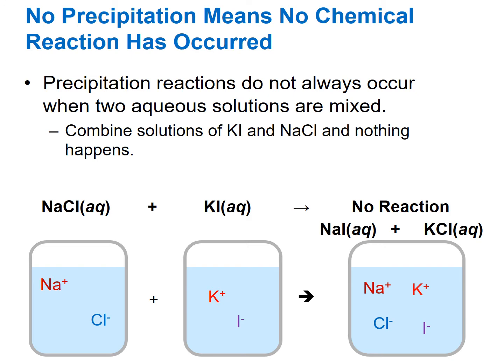So in these sorts of scenarios, you would communicate to your reader that no reaction occurred by actually writing as a product, no reaction. If you did write it out and said that you had sodium iodide aqueous and potassium chloride aqueous, you're really kind of wasting your time, because they were aqueous on the left, they're aqueous on the right, nothing happened. So it's just faster to write NR for no reaction, or write out no reaction.